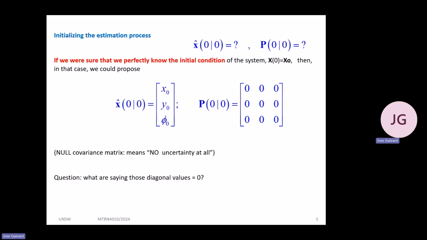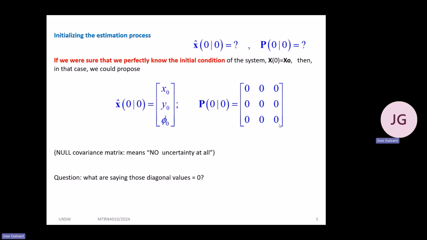Okay, suppose that is the situation. So we have an expected value: x, y, and phi at time 0. That is the expected value. Now, how confident are we about this initial expected value? If we are fully confident because we believe that it is perfectly accurate, our covariance matrix, which is going to be 3 by 3 because our state vector is 3 by 1, is going to be plenty of zeros, because we have full certainty.